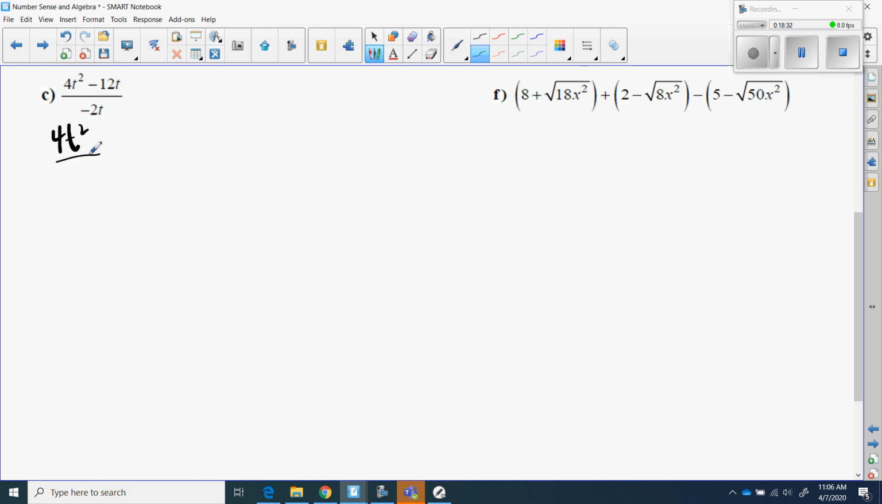4t squared is going to be divided by negative 2t, and then minus 12t, which also needs to be divided by negative 2t. So when you do this division, 4 divided by negative 2 is negative 2. T squared divided by t, subtract the exponents, you get t. Now negative divided by a negative, that's going to be a plus. 12 divided by 2 is 6. T divided by t, if you subtract exponents, it's 1 minus 1, which is 0. So t to the exponent 0, anything to the exponent 0 is 1. So essentially those have divided each other out, and you're just left with negative 2t, subtract 6.